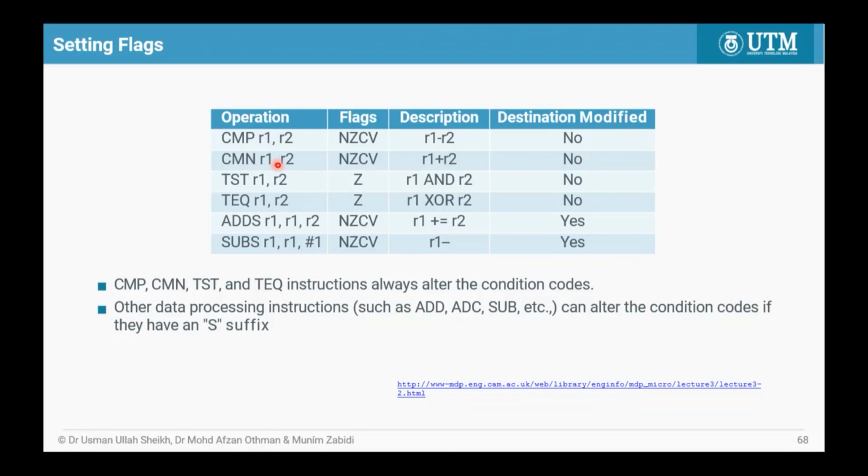What about ADDS and SUBS? The flags will be affected, of course, because you have the suffix S, and the destination register is also affected. So that is the difference between CMP and CMN compared with ADDS and SUBS.